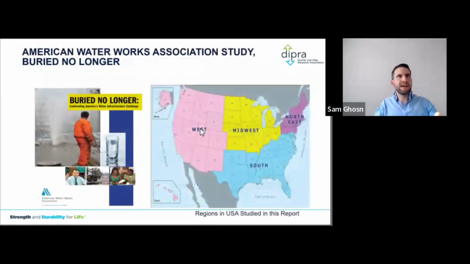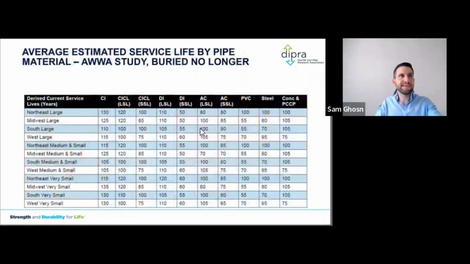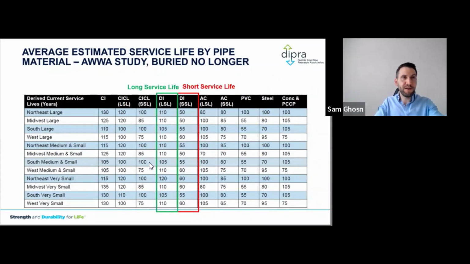Last few slides here that I have, an AWWA study that's very interesting, and if you don't have access to that, please let me know. Happy to share it. The AWWA study, Buried No Longer, studied water mains across the United States, and they actually estimated the service life of different pipe materials, actually all pipe materials used in water mains. And you could see for ductile iron pipe, you have 2 columns. You have a short service life and a long service life. And that was really dependent on whether the pipe was protected or not, and obviously the age and other factors.